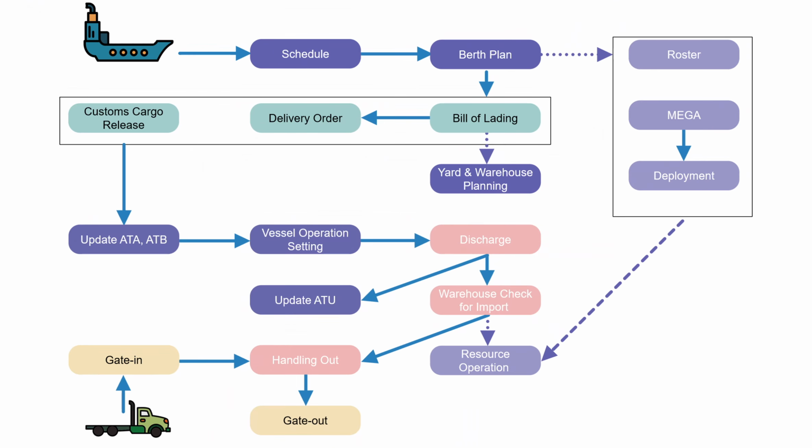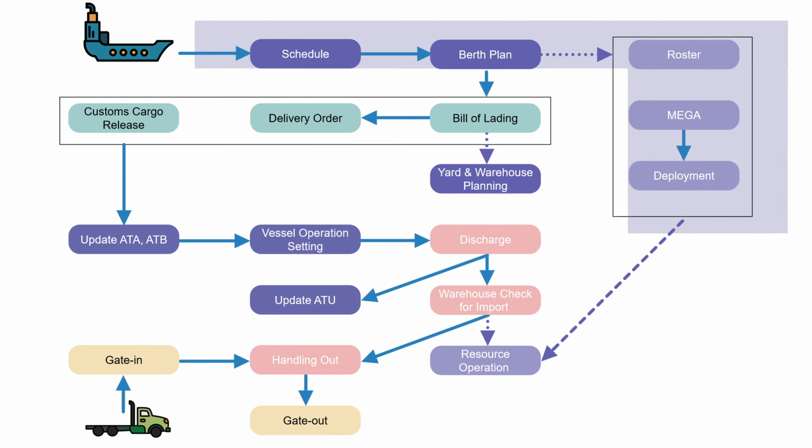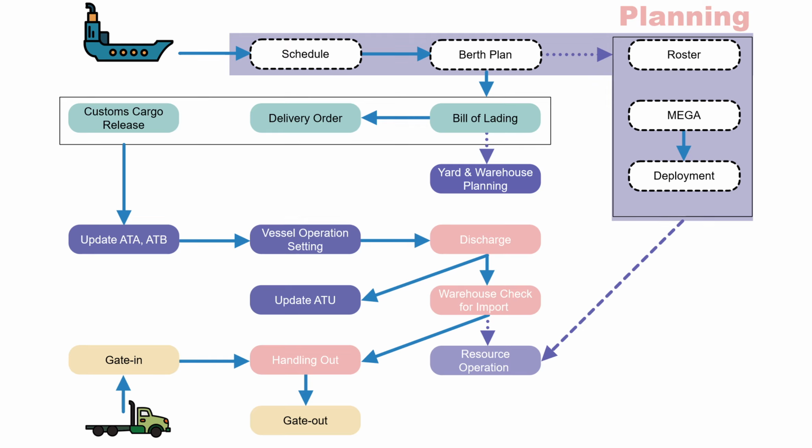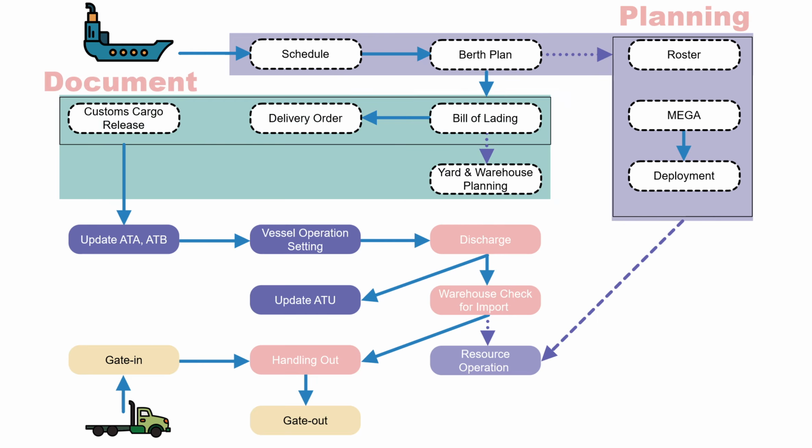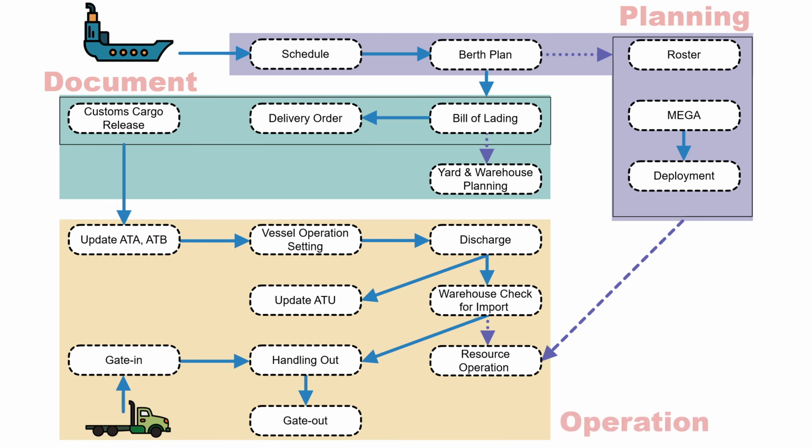In this video, I will divide this process into 3 main sections for easier understanding. Planning. This includes steps like creating the vessel schedule, preparing the berth plan, and managing the roster and equipment deployment. Document. Since the yard or warehouse plan requires bill of lading information, I will move this part to the document section, which focuses on preparing the important documents needed for the process. Operation. Finally, we will look at the operational process to complete the discharge.